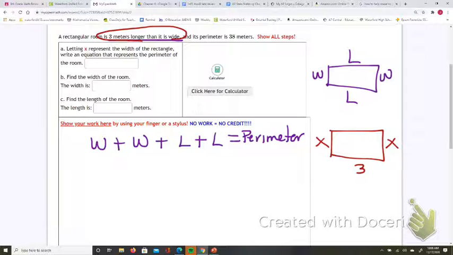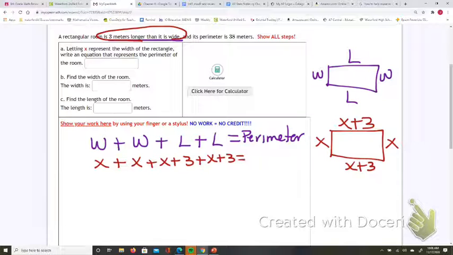It said that it's 3 longer than the width, which means we have to add 3 to x. So x plus 3 is our length. So now we have x plus x plus x plus 3 plus x plus 3 equals, and then our perimeter is 38. Now we have to combine our like terms.